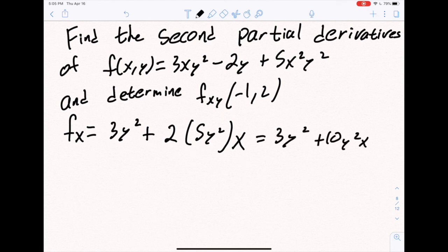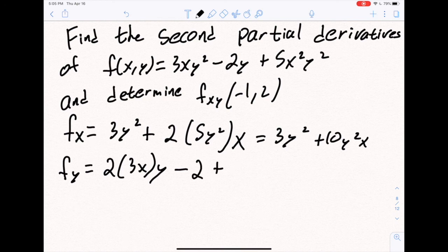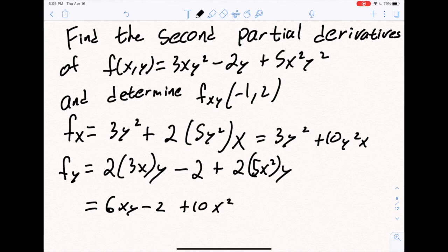And if we want to calculate fy, now we're holding x as a constant. The derivative of 3xy²: 3x is a constant, so we bring the exponent down and multiply by the constant 3x times y, minus the derivative of 2y with respect to y, which is just 2, plus 5x² times y². Now we're treating 5x² as our constant. We bring the 2 down, and we get 2 times 5x² times y, which simplifies a little bit to be 6xy - 2 + 10x²y.